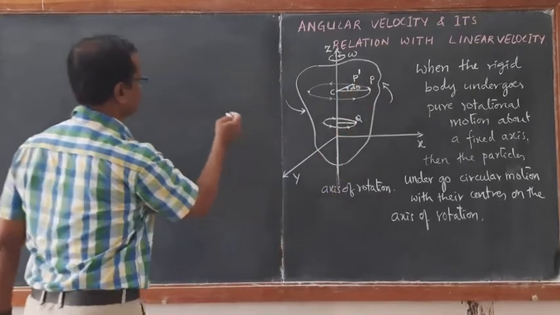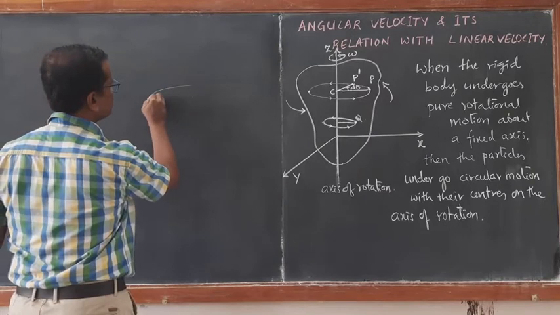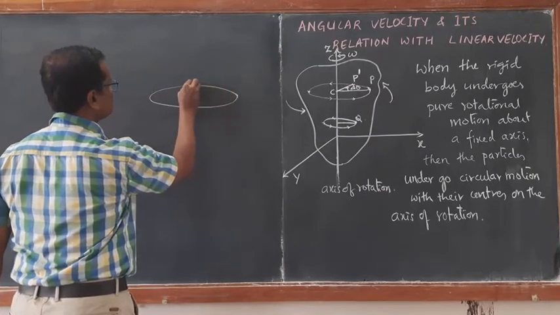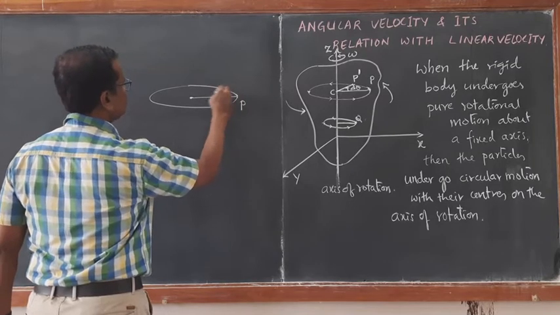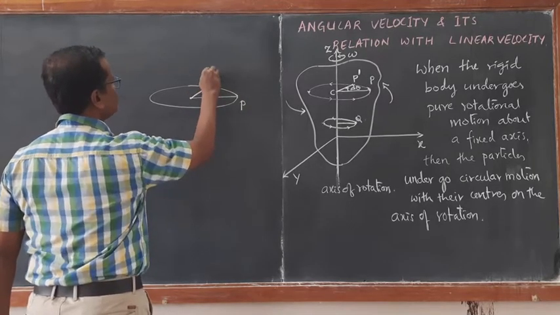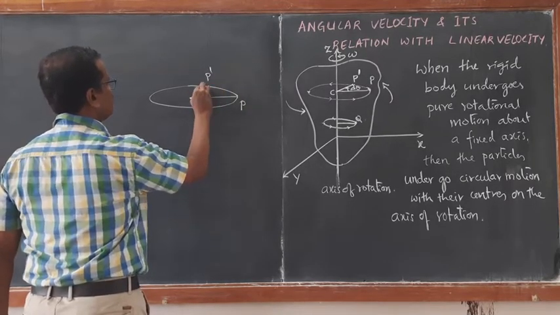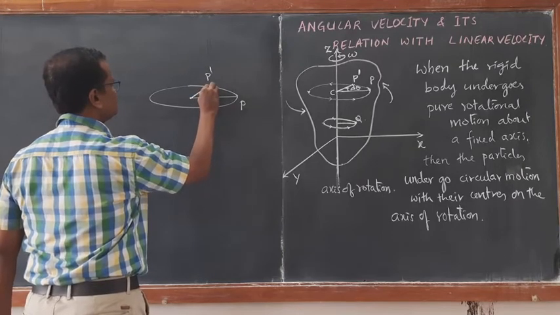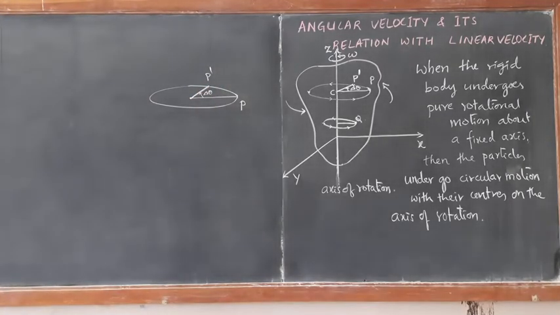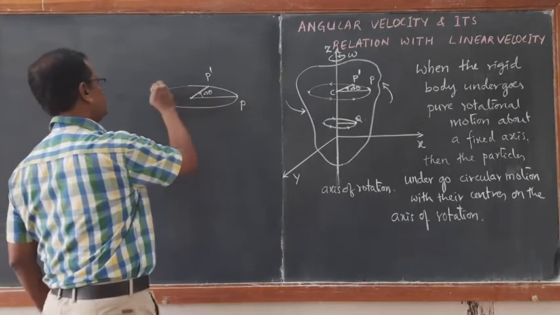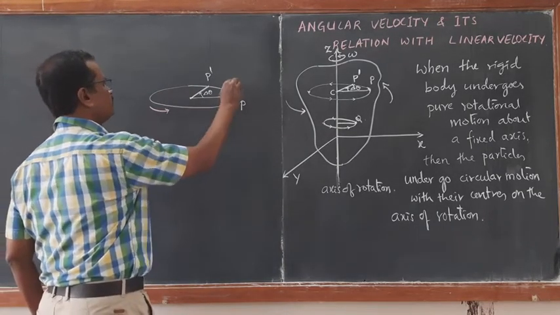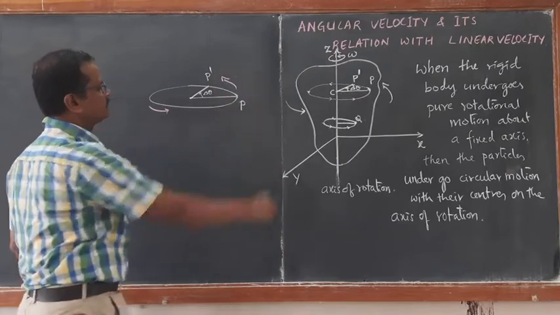So I will draw that circular path separately. This is the circular path and this is the initial position P. Now it is shifted to P dash and the angle covered here is delta theta. Now delta theta is the angular displacement, right? Delta theta is the angular displacement of this particle P.